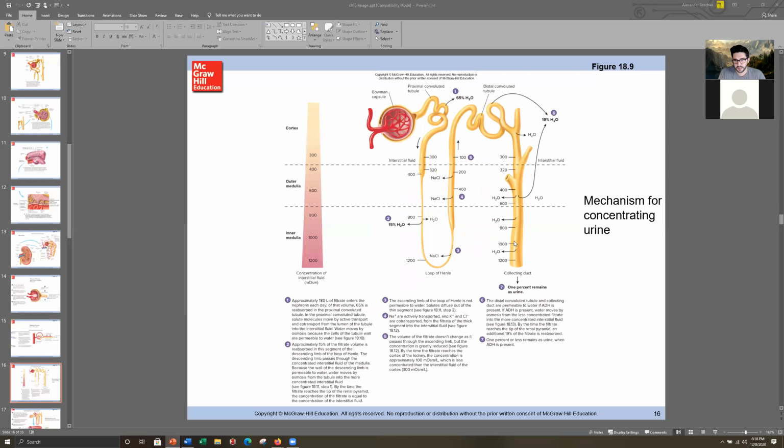All right. So I've already talked about this by proxy, but we'll still go through it anyway. This is the main mechanism that controls how we concentrate and how we produce urine. And all it has to do with is concentration gradients, right? On the left-hand side of this figure, what we're seeing is the relative concentration of the interstitial fluid measured in milliosmoles. All right, so what does that mean?